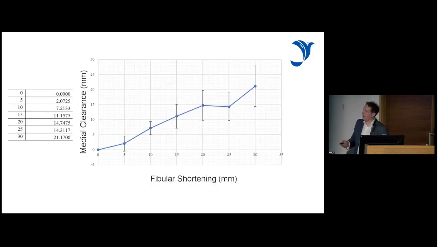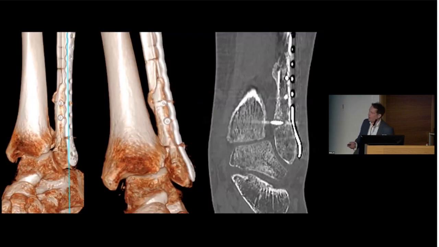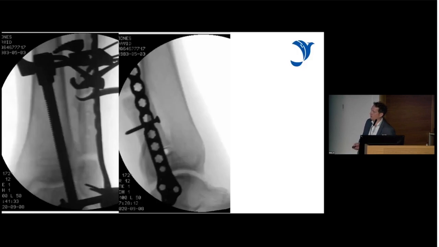Okay, we showed that up to 5 mil shortening is okay, but as soon as you get past that area, it interacts and you get this jump. And this is your medial clear space getting bigger and bigger and bigger as the fibula shortens. To get back to this case, if you have a look at the CT scan, this area should be sitting down here. Okay, so this is about 5-6 mil of shortening. This area should be down here. And the reason why it's up there is because it's short.